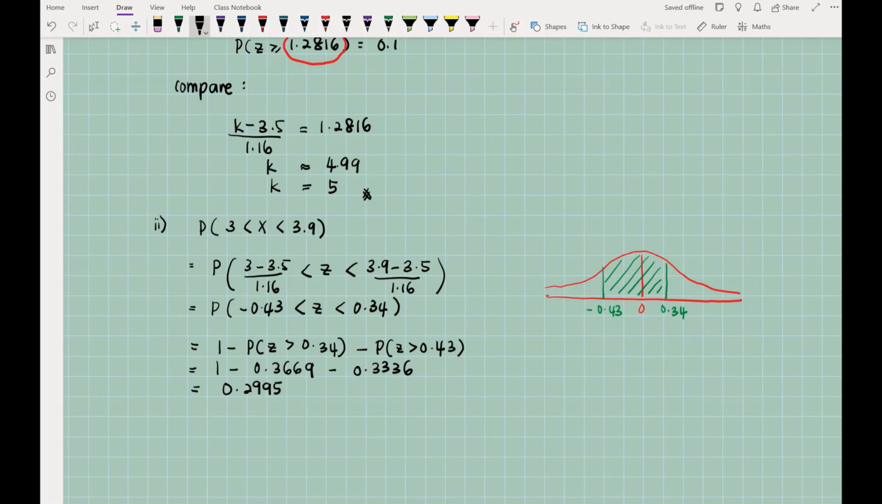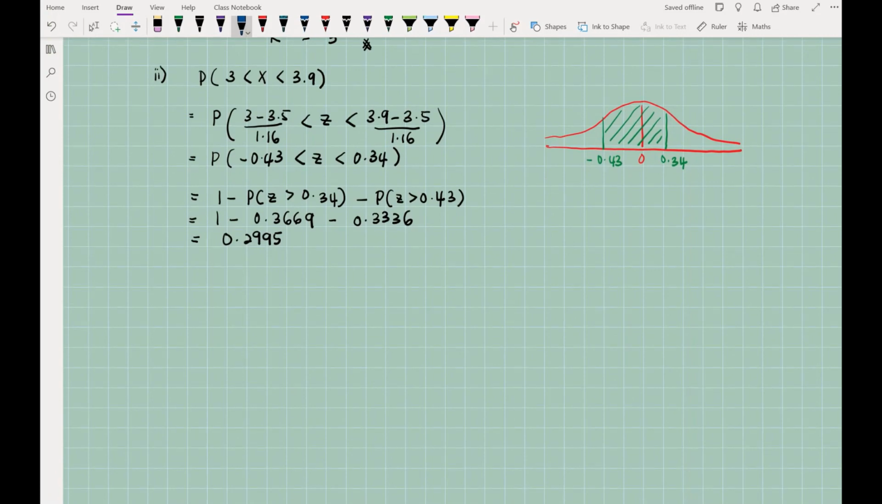However, this is not the final answer yet because the question says you need to find the percentage. So, to find percentage, apa yang kita buat? Kita akan multiply with 100. Okay, so when you multiply with 100%, kita akan dapat apa? Di sini kita akan dapat 0.2995 times 100, that is just 29.95%. Okay, thank you. Done with set J.